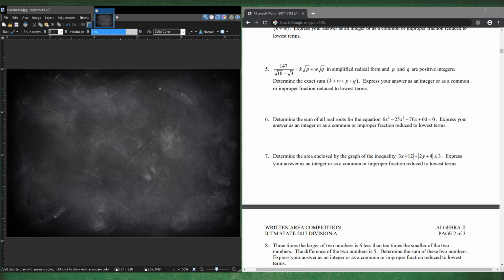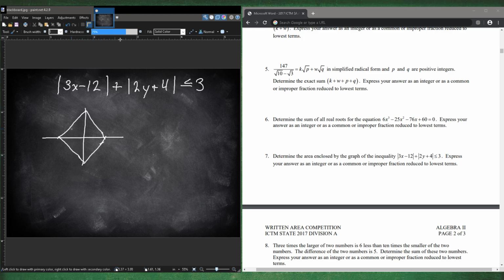Number 7: determine the area enclosed by the graph of the inequality absolute value of 3x minus 12, plus absolute value of 2y plus 4, is less than or equal to 3. So to find the graph of this, you need to understand how it looks, and it's actually just going to be a diamond.